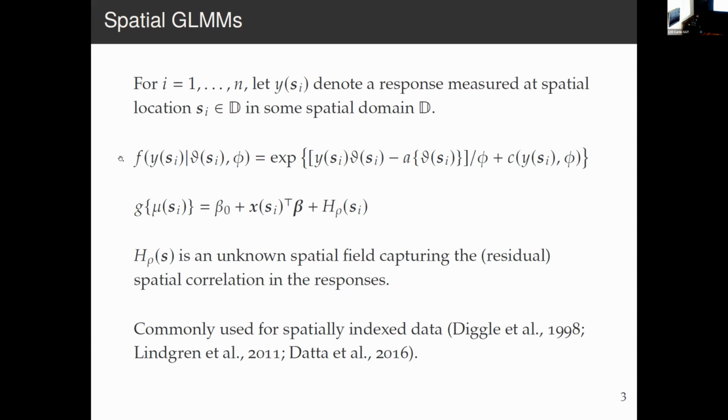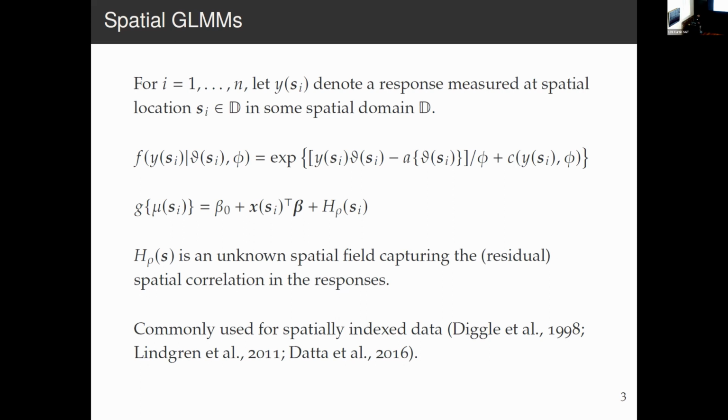The way we model our responses Y is that we say that the PDF of the responses Y given some parameter theta has this kind of form. All I'm saying here is really just that the conditional distribution of my responses, conditional on some parameter theta, is from the exponential family of distributions.